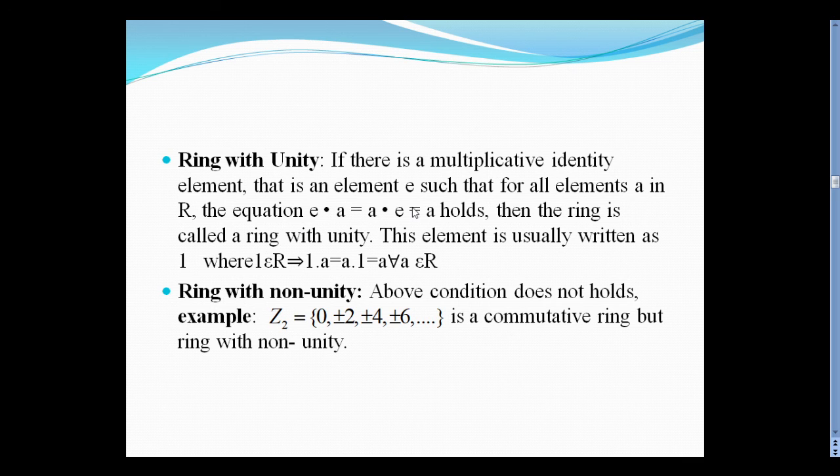So this is the general term, and for the multiplicative binary operation, 1 is the identity element. So instead of E, we write 1 into A and A into 1, which is equal to A. Ring with non-unity: the above condition does not hold. Then it is a ring with non-unity. And in Z2, you take 0, plus or minus 2, plus or minus 4 and plus or minus 6, it is a commutative ring, but a ring with non-unity.